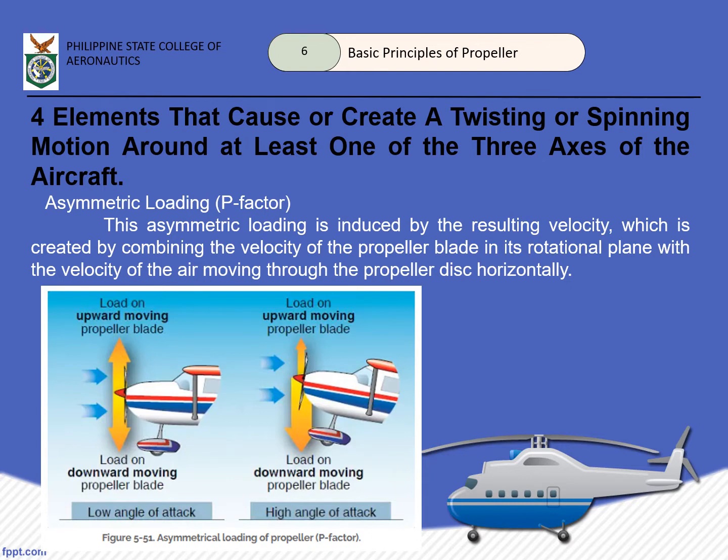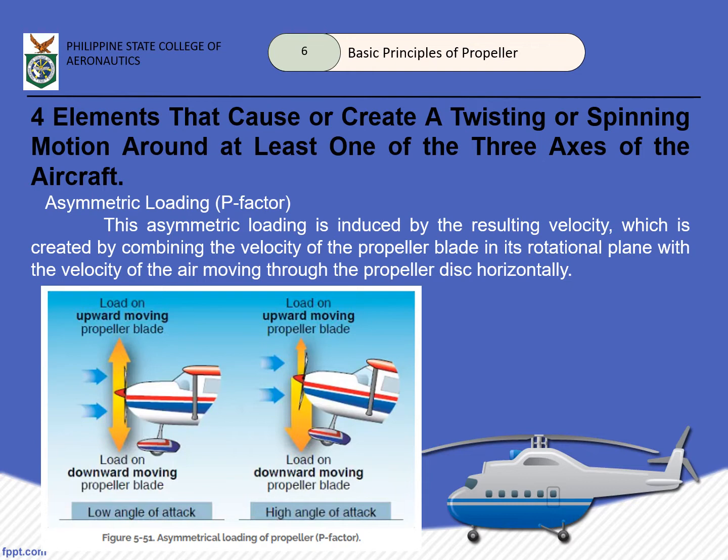So now we have the asymmetric loading, also known as P factor. So this asymmetric loading is induced by the resulting velocity, which is created by combining the velocity of the propeller blade in its rotational plane with the velocity of the air moving through the propeller disc horizontally. So this is a phenomenon that happens because sa certain phases ng flight natin, where we have high power and high angle of attack, may tendency na mag-yaw to the left ang aircraft.